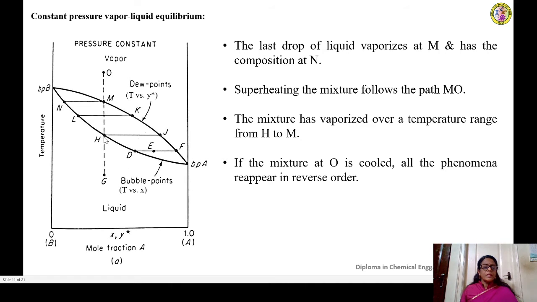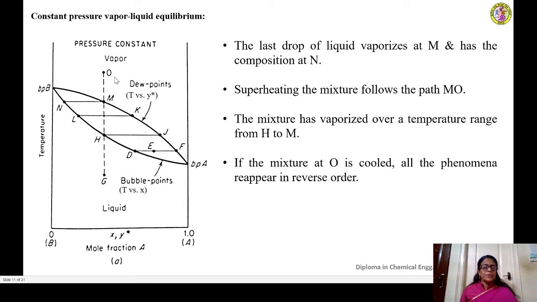So now the mixture in the previous process has vaporized from point G to O. So now this mixture has vaporized over a temperature range between H to M. See, point H corresponds to some temperature, point M corresponds to some other temperature. So the point H, as I already told, is called the bubble point temperature. Point M is called the dew point temperature. So over this temperature range, the given liquid mixture has vaporized successively.